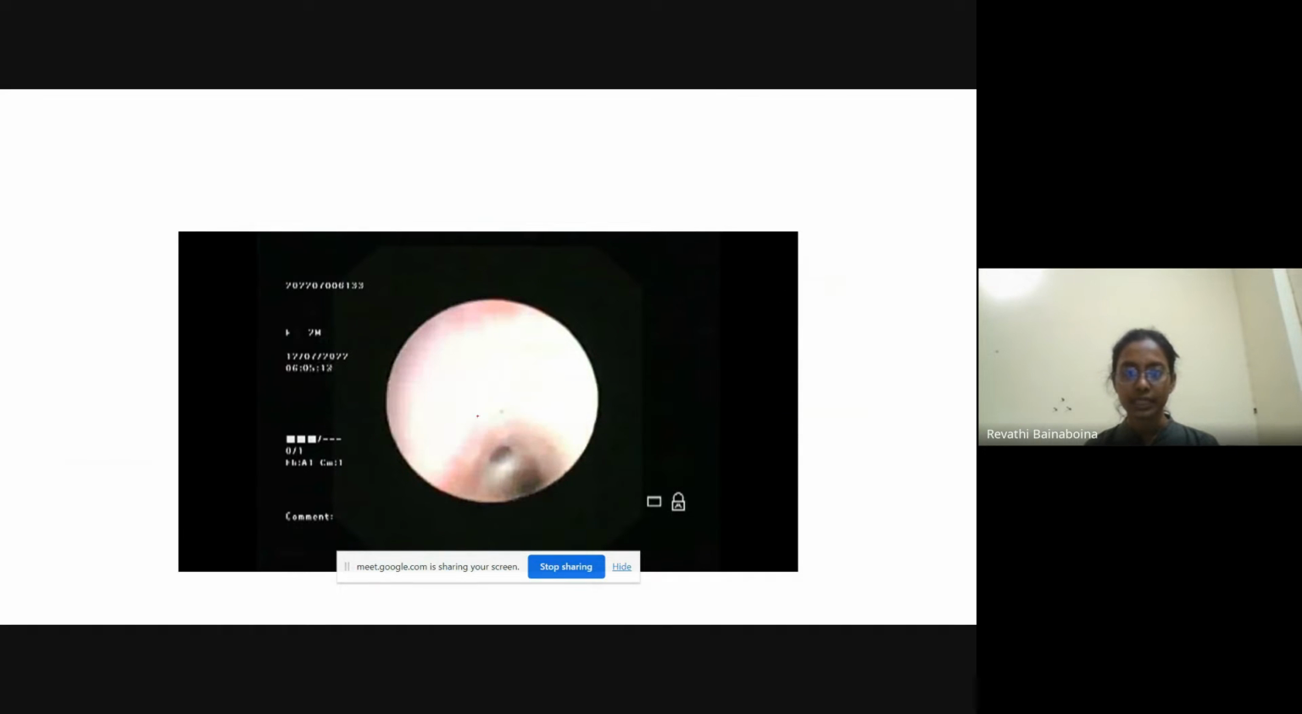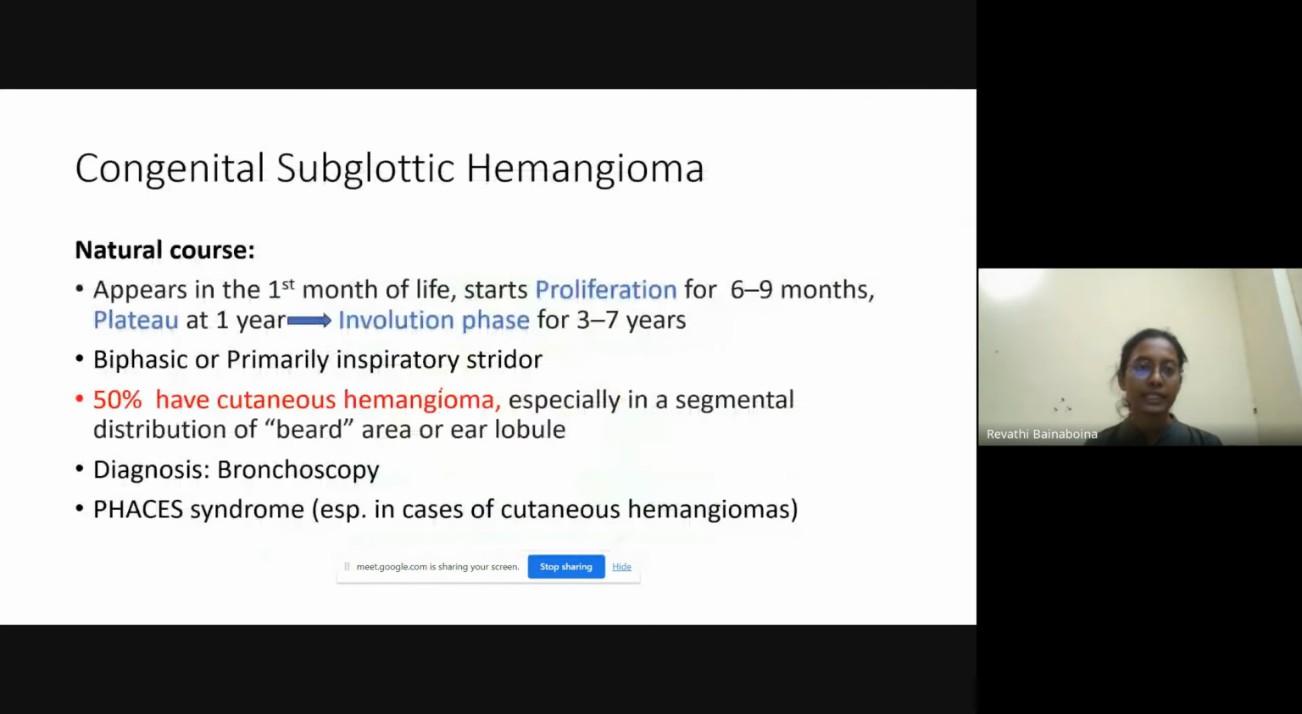here we can see on the right side of the video, there is redness and swelling, which is causing narrowing of the subglottis, this part. So the diagnosis is subglottic hemangioma. It appears in the first month of life, starts proliferation for the next 6 to 9 months, plateaus at 1 year, and further the involution phase starts for the next 3 to 7 years.